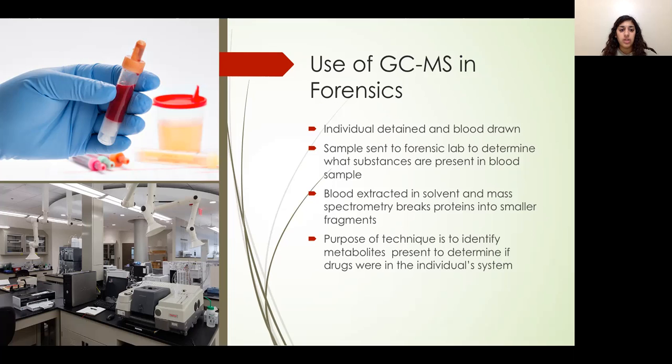Once the blood is extracted in the proper solvent, mass spectrometry uses a beam of electrons that causes the molecule to break apart into smaller fragments. Molecules always break apart in the same way due to their chemical structure, and this can be mapped into a spectrum and compared against a database of known spectra. The purpose of this technique is to identify molecules and metabolites by measuring mass-to-charge ratio, which can then be used to calculate exact molecular weight of the sample components.